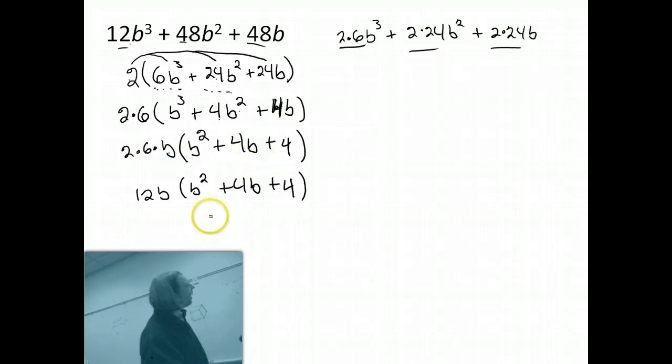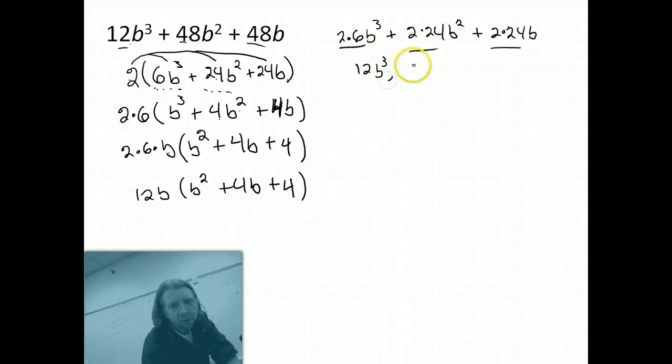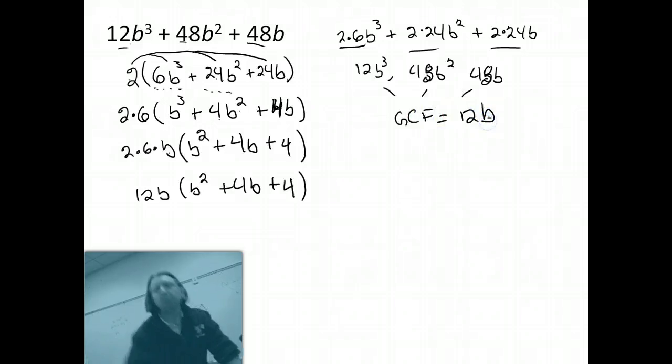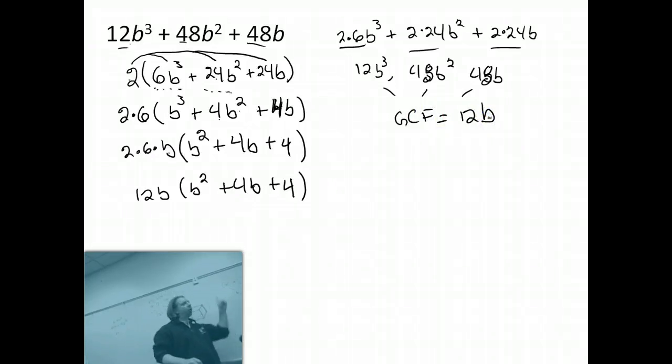The greatest common factor of 12b to the third, 48b squared, and 48b, between those three terms, the GCF is 12b. So I can pull that out of all three of those terms, and that leaves me b squared plus 4b plus 4. Why don't you just do that in the beginning? If you can spot the GCF right off the bat, do that.